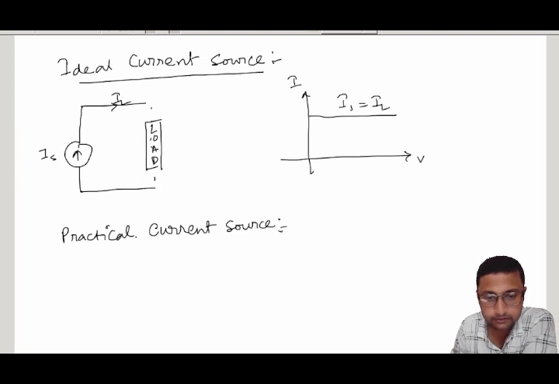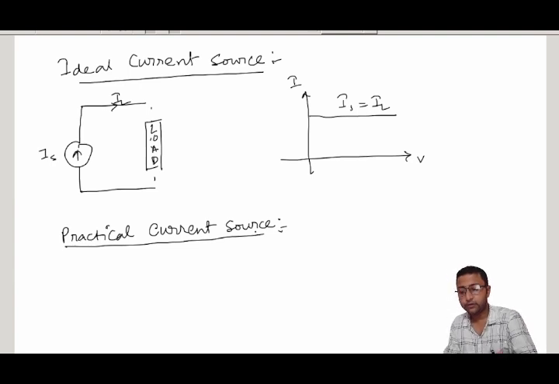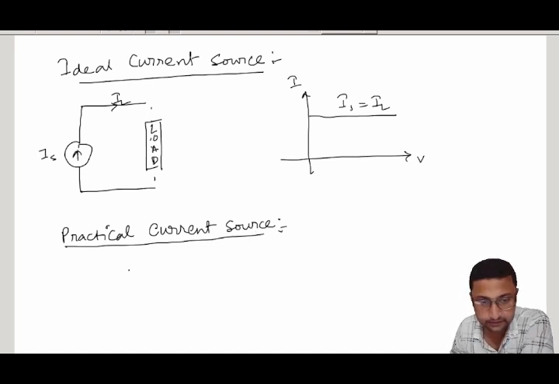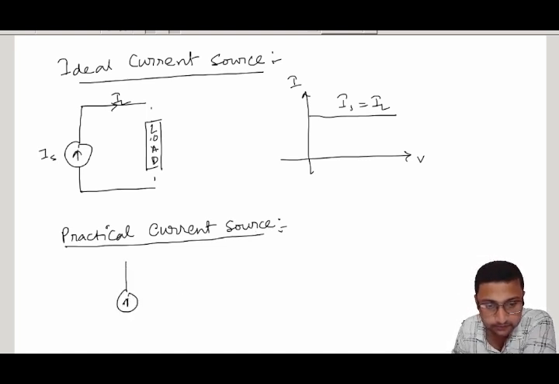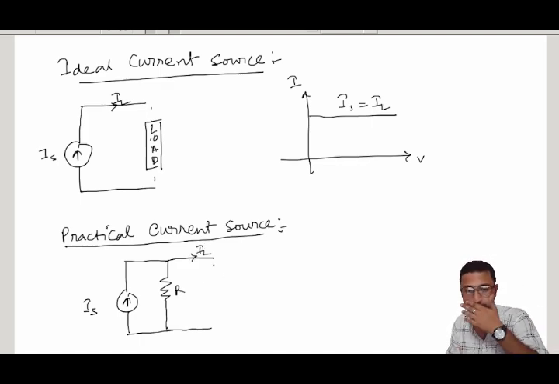a practical current source is one which has a finite internal resistance connected in parallel with the source current. That means the circuit will be like that. So this is the current source and here is the internal resistance connected in parallel with the source current, and here is the load terminal. That means this is the supply current and this is the load current. Some internal resistance R is mentioned here.